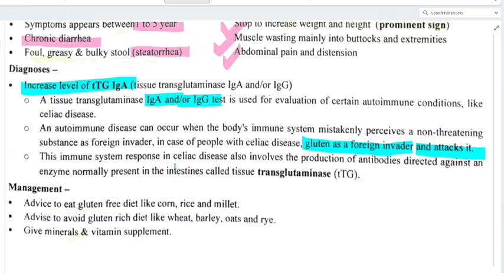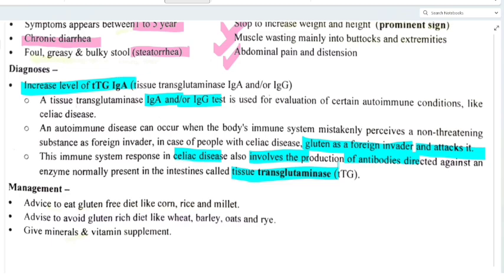Now this immune system response in celiac disease also involves the production of antibodies directed against an enzyme normally present in the intestine called tissue transglutaminase. That's why we are checking the level of tissue transglutaminase, because if our immune system is responding to the gluten protein, as I have told, taking gluten as a foreign invader, then we can see the presence of this tissue transglutaminase in our system. Clear? So that's how we will diagnose it.